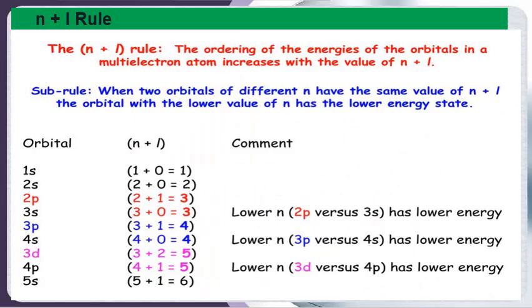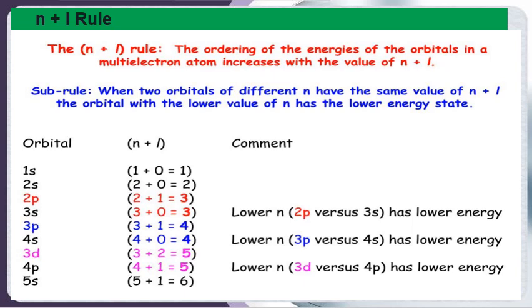Now the n plus l rule tells you about the ordering of the energies of the orbitals in a multi-electron atom. The n plus l value increases with increase in the energy of the orbital. Right? Now here, first of all, look at the example so that you can understand it well.